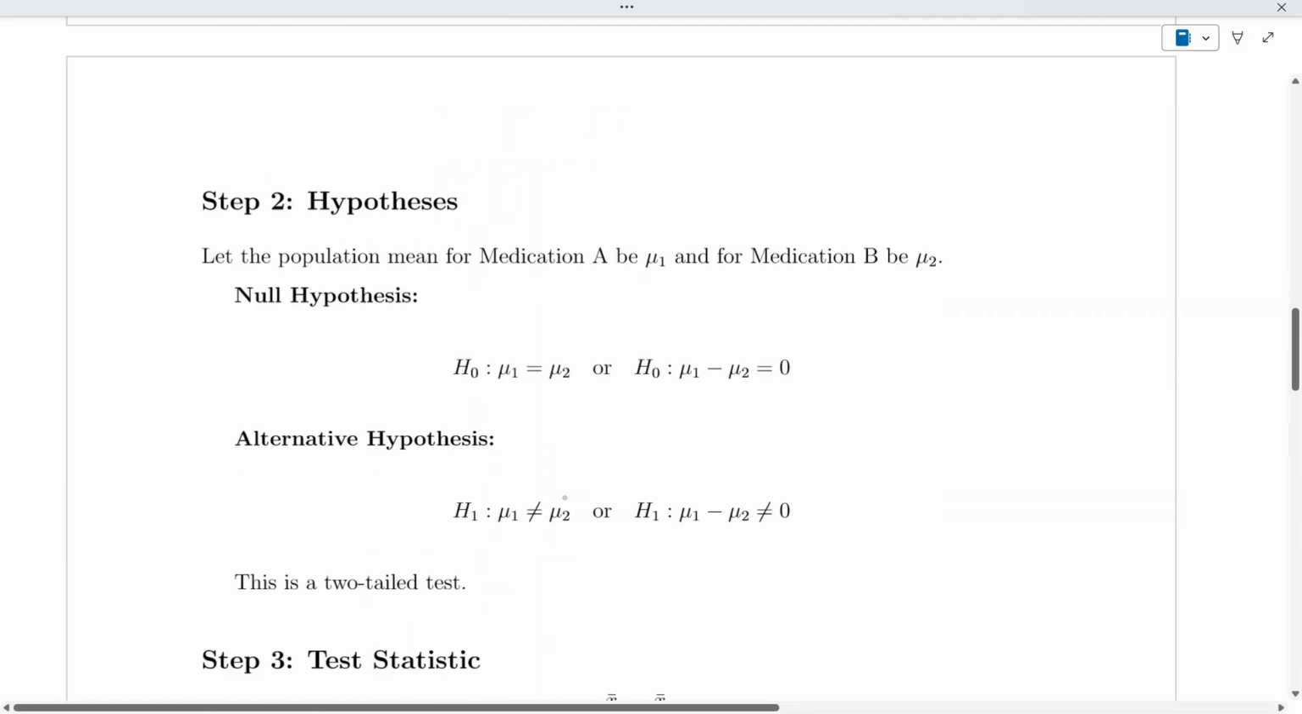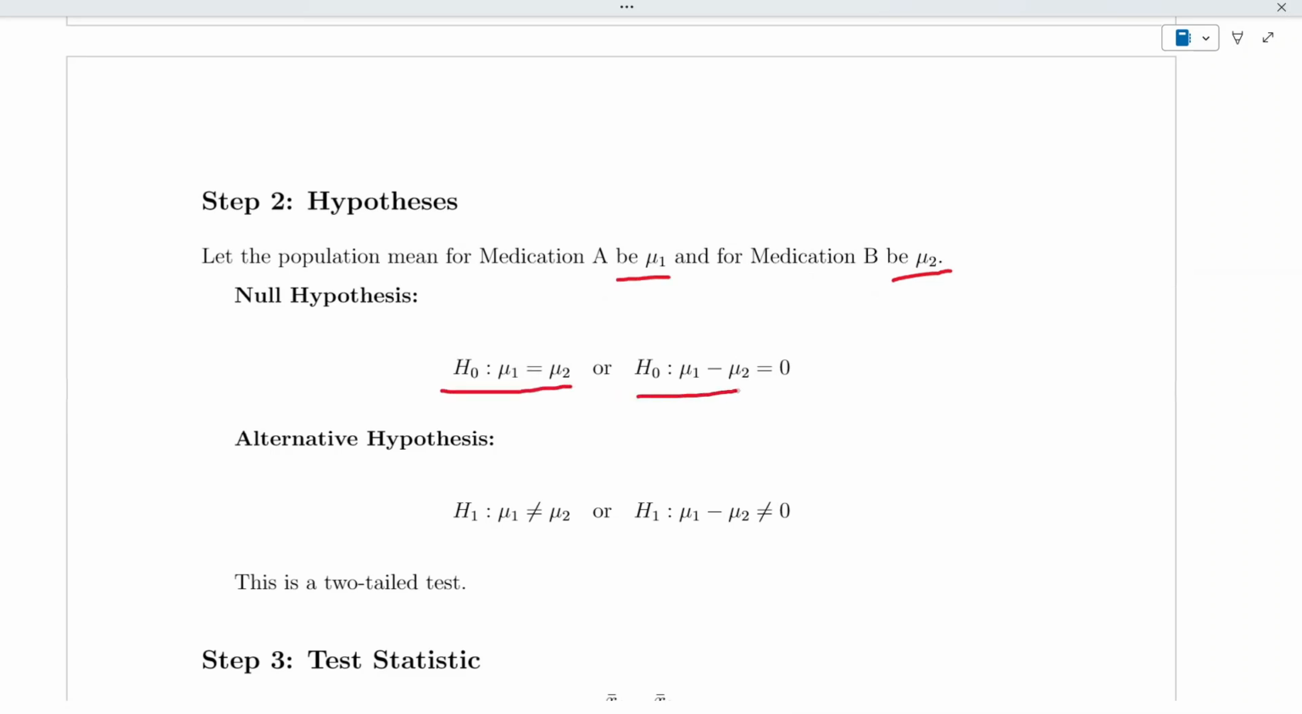Step 2. Set up the hypotheses. Let the population mean for medication A be mu1, and for medication B be mu2. The null hypothesis states that mu1 equals mu2, or equivalently, that the difference between the means is 0. The alternative hypothesis states that mu1 is not equal to mu2, or equivalently, that the difference between the means is not 0. This is a two-tailed test.